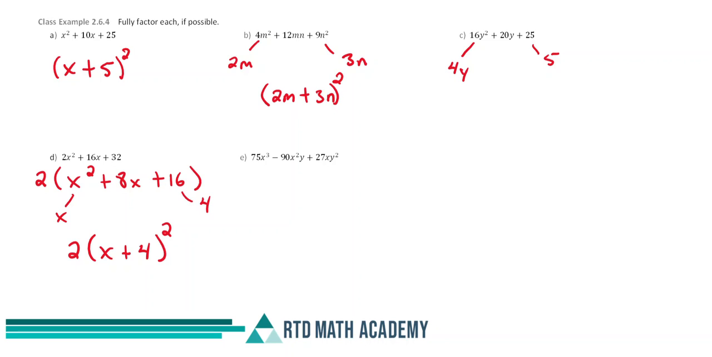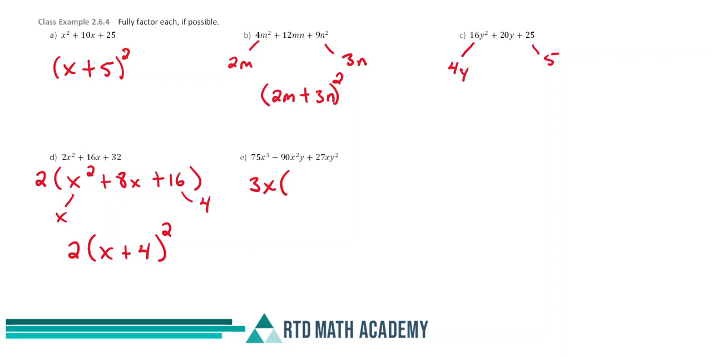Looks pretty messy, but I bet you we can clean this up a bit by factoring some stuff out. So 75, 90, and 27. I can factor a 3 out of that. So 3. And then I also see that there's an x in every one of these terms. So I can factor out 3x.